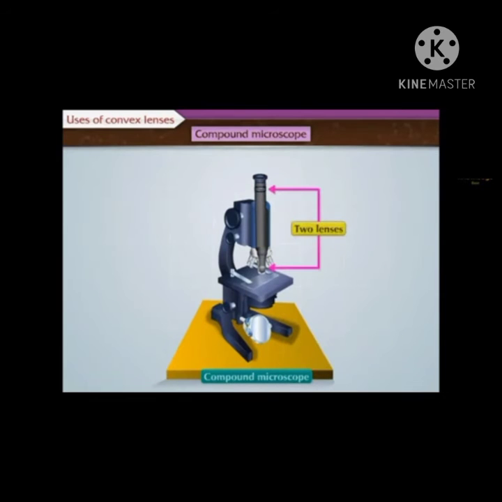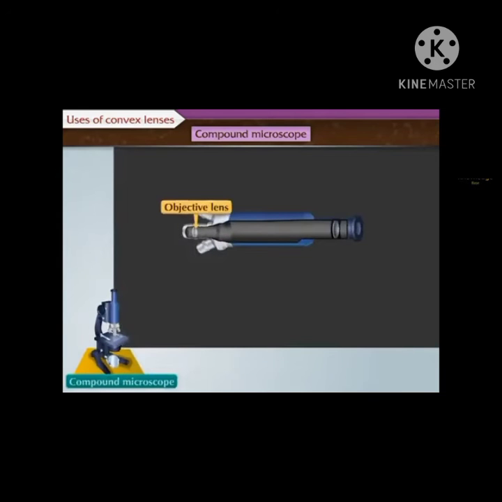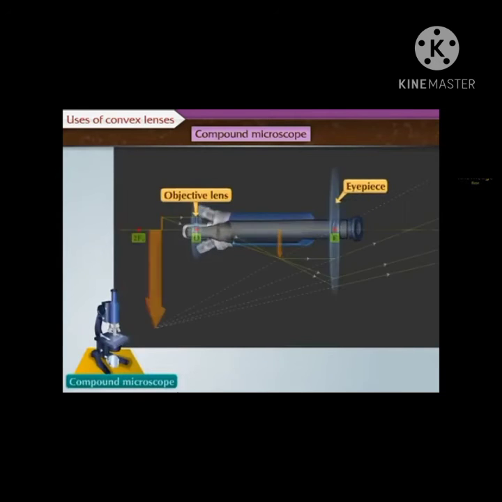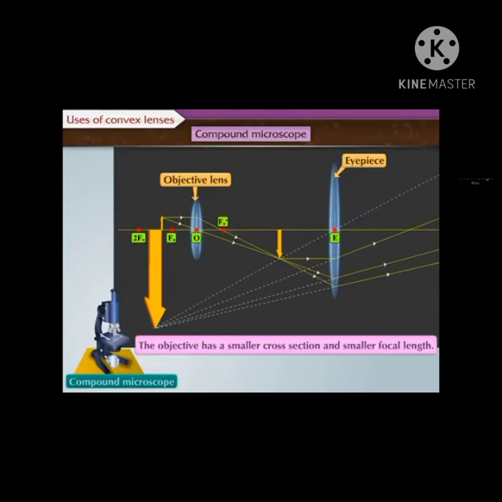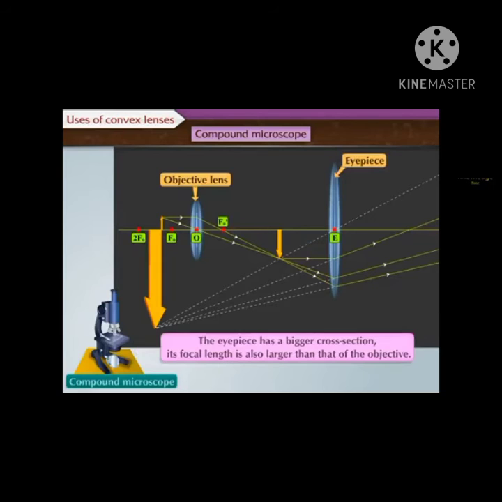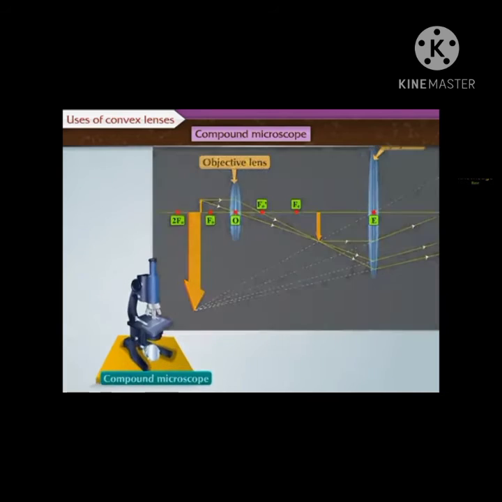A compound microscope consists of two convex lenses called the objective and the eyepiece. The objective has a smaller cross section and smaller focal length. The eyepiece has a bigger cross section. Its focal length is also larger than that of the objective.